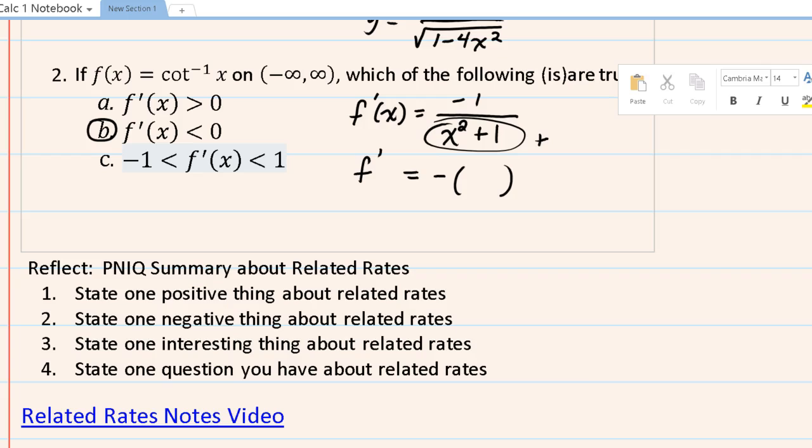The reflect for page 69 will be the following: to state one positive thing about related rates, to state one negative thing about related rates, to state one interesting thing about related rates, and to state one question you may have about related rates. You may want to email me your question so that I may answer it as soon as possible.